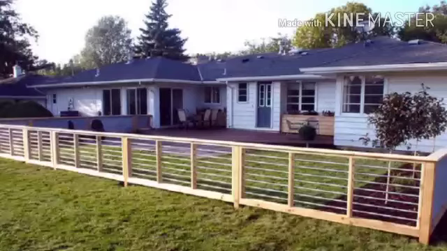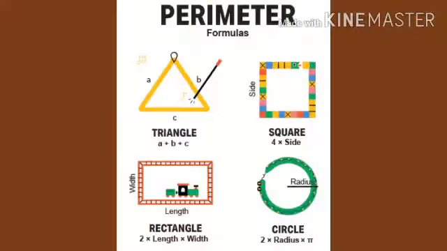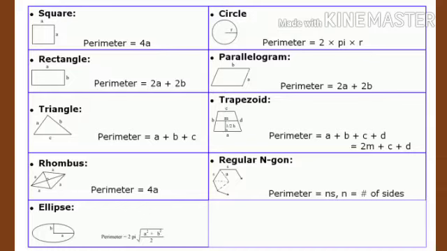We can find the perimeter of a shape by using the following formulas. The perimeter of a square is 4 into side units. The perimeter of a rectangle is 2 into length plus width. The perimeter of a triangle is the sum of the lengths of 3 sides. The perimeter or circumference of a circle is 2 pi r units. The perimeter of a rhombus is 4 into side, and the perimeter of a trapezium is the sum of the lengths of 4 sides.